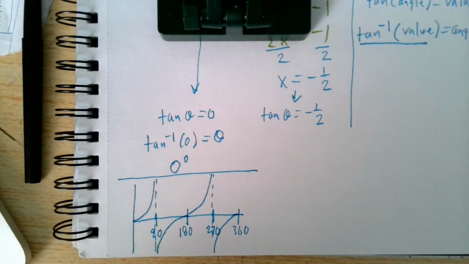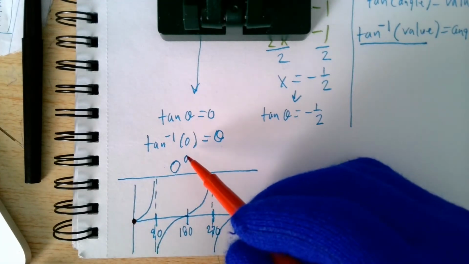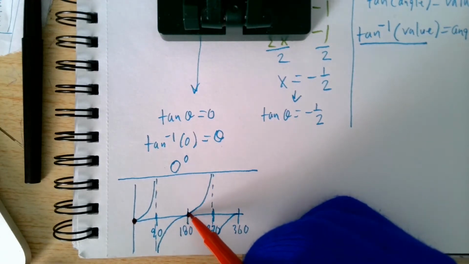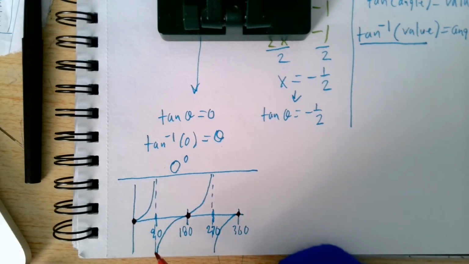So what I can notice here is that tangent is 0 right here, and that's the same thing we got from the calculator. But I also noticed that it hits 0 right here. Boom. And I also noticed it hits 0 right here. So from 0 to 360, we've got 3 different spots in which tangent theta is 0.